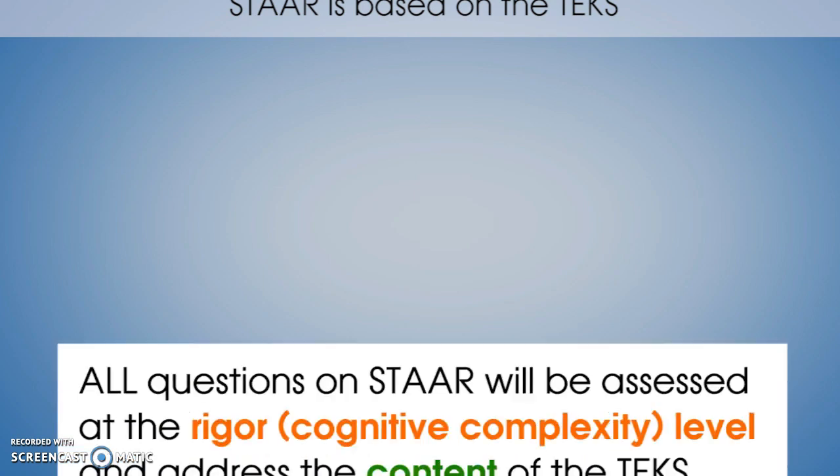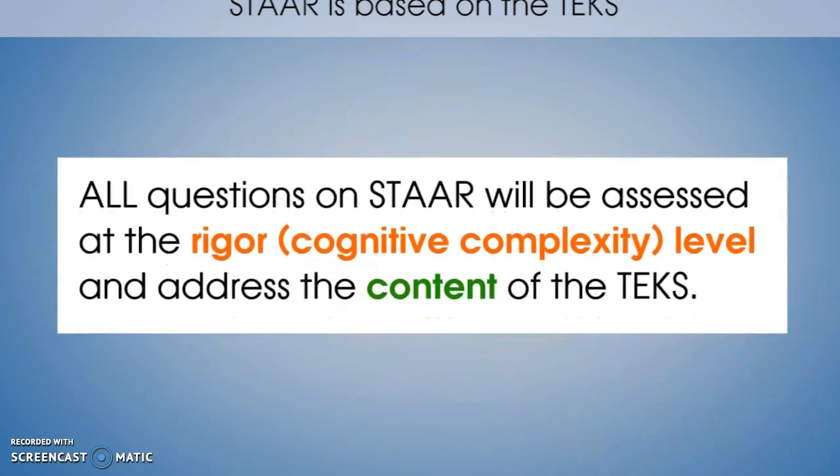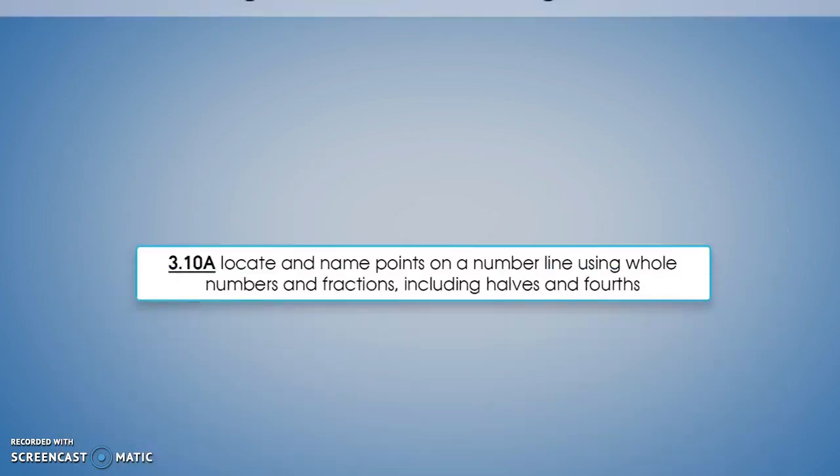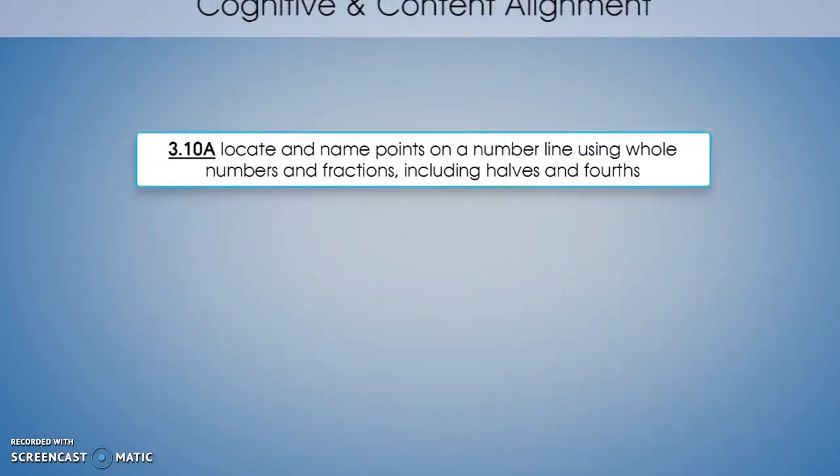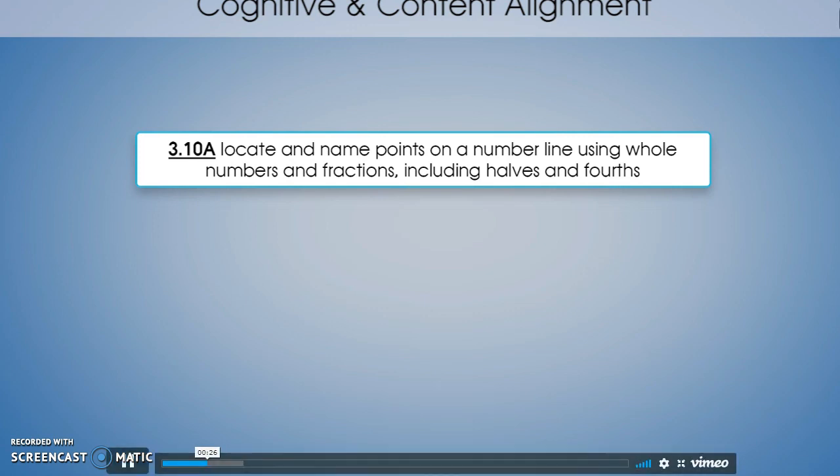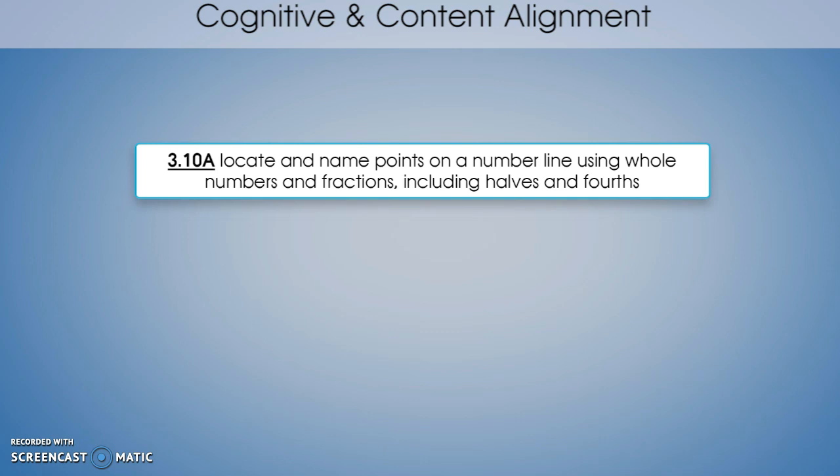Every assessment item on STAR is aligned to the text. All questions on STAR will be assessed at the rigor level and will address the content of the standards. Let's talk about assessment now. Something we need to be aware of is that when an assessment item is coded to a particular SC, it will not always align to the standard in its entirety.